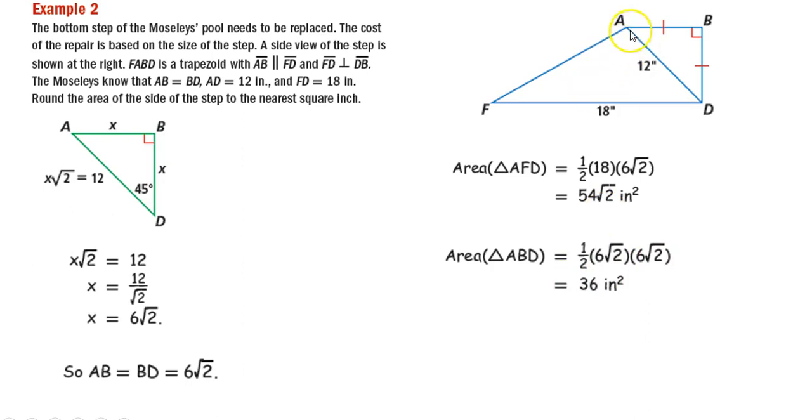So we have the area of triangle AFD. We have the area of triangle ABD. And if we want the area of the whole trapezoid here, we're just going to add those two together. So the area of the trapezoid FABD is 54 times the square root of 2 plus 36. And then if we change that square root of 2 to a decimal by evaluating with a calculator, we find that the approximate value, it's approximate because the square root of 2 is an irrational number, is approximately 112 square inches.